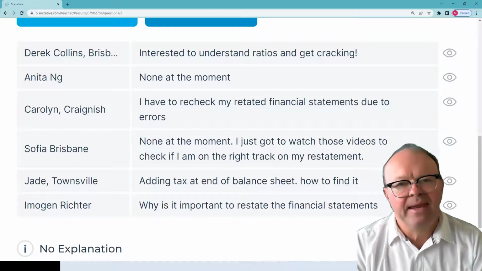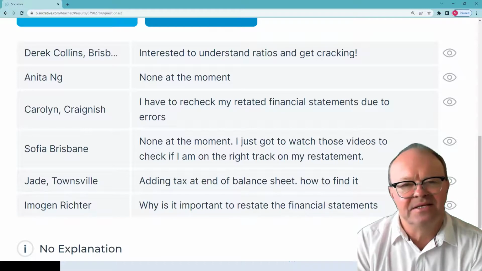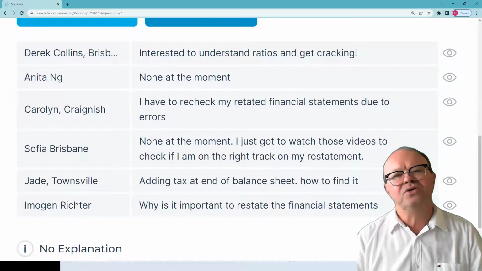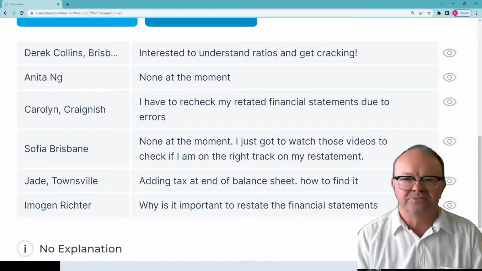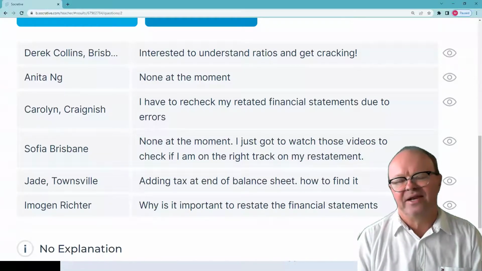But Imogen, you may very likely never restate financial statements like this again in your life. So we're not trying to teach you how to do it. We're just using this authentic task, a real task that people do in certain situations, as a way of helping you to get to know your financial statements better.